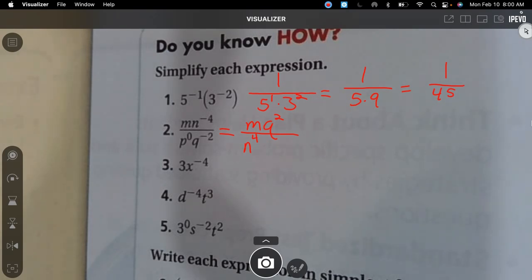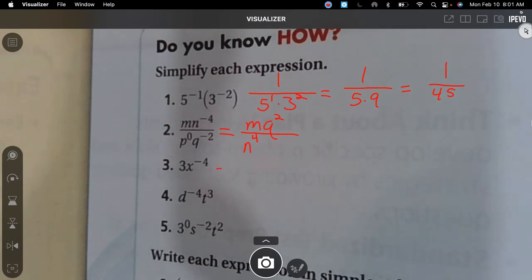Your m stayed, your n moved, your q moved, and p to the 0 power, well, that's just 1. Why did you move it? Because q has what exponent? Why did it move? Because it has a negative exponent. So it moved to the top.